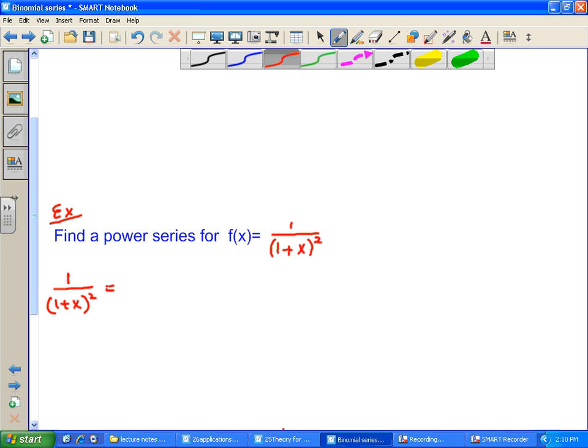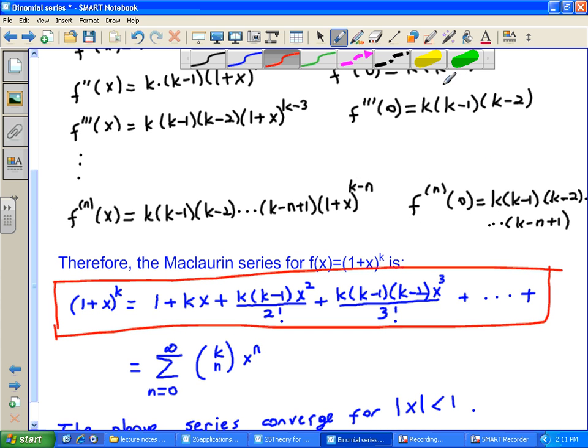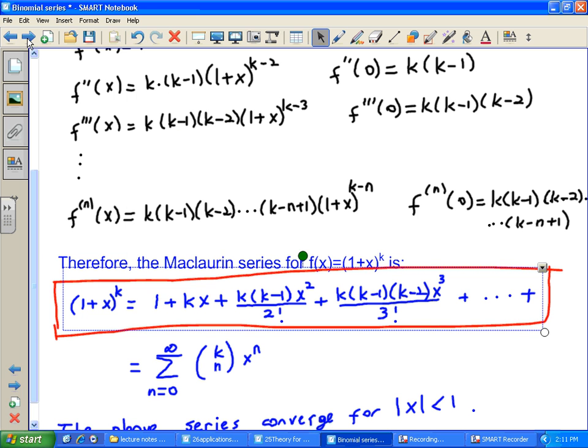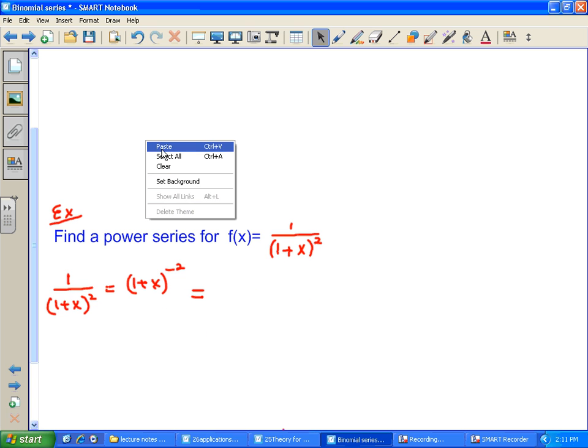Exactly. You would put it like this: (1 + x)^(-2). And I'm going to copy that information from the previous page. I'm going to copy the binomial series. You have it on your handout, you don't have to copy it, obviously. But I'm going to copy that boxed information, so we can just plug everything in there.